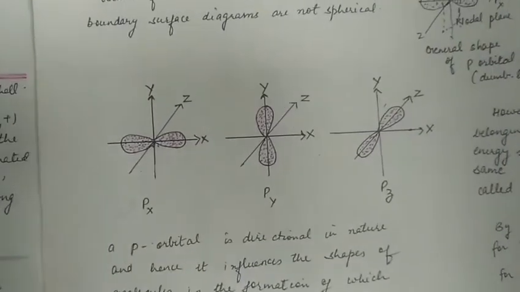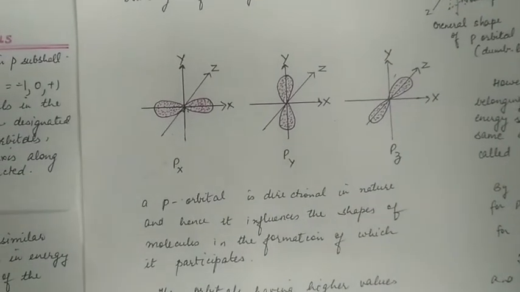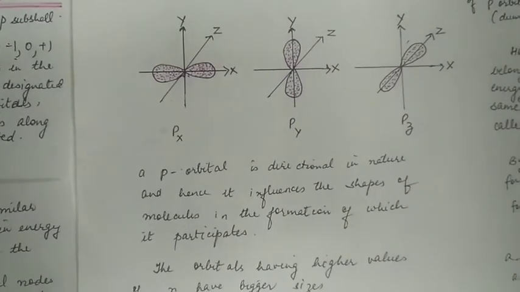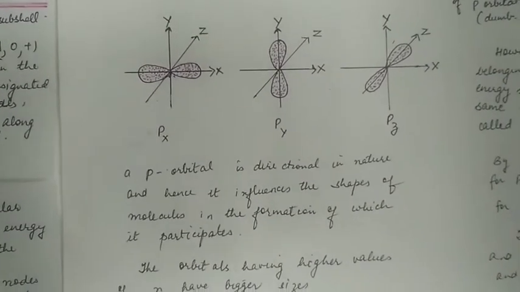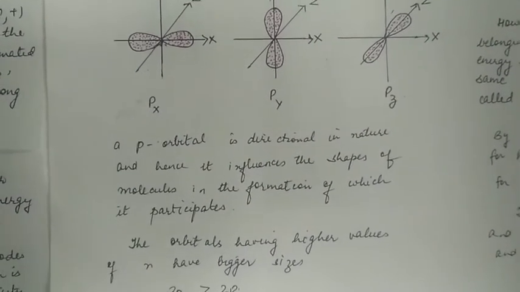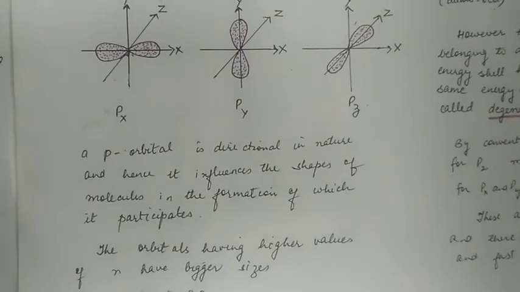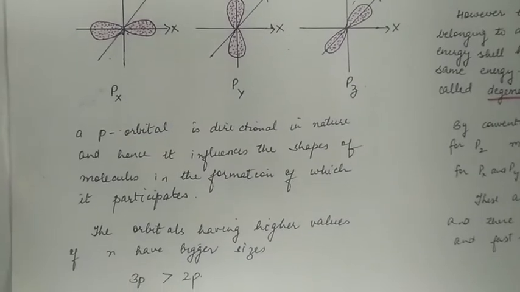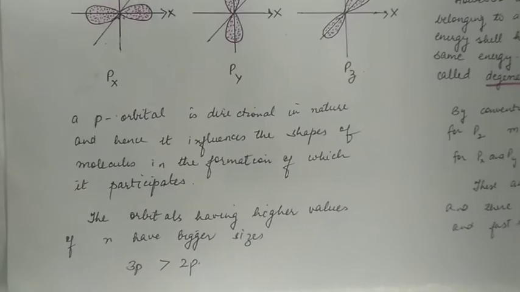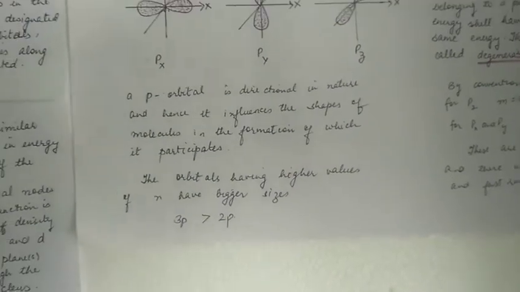So as the p orbital is directional, it also influences the geometry of molecules which involve the participation of p orbitals in them. So if p orbitals are participating in bond formation, they will influence the geometry of the molecule. For example, for a molecule where 1s and 3p orbitals are combining, the geometry will be tetrahedral, and so on. We will do this later on in chapter number 4, chemical bonding.